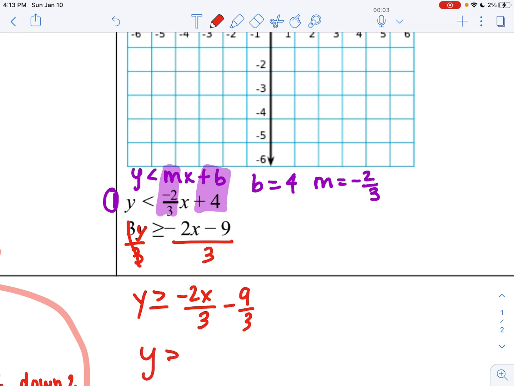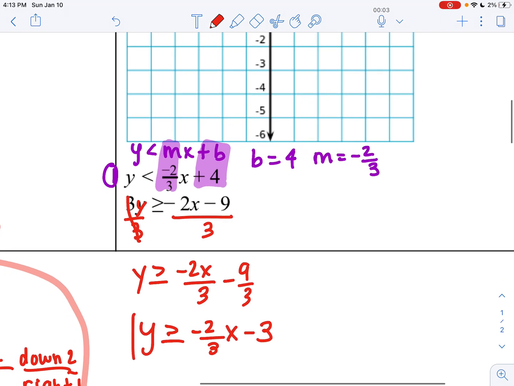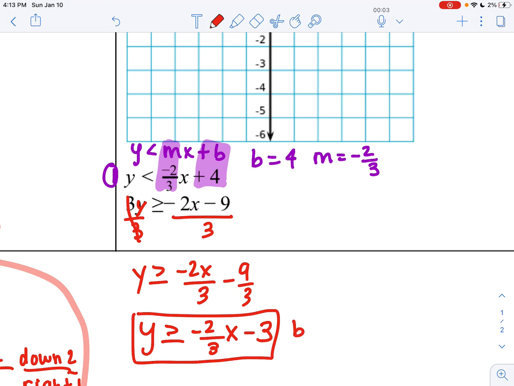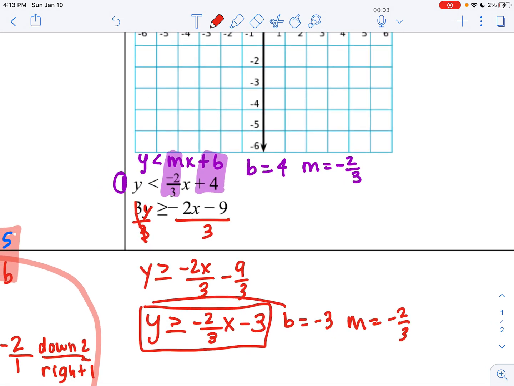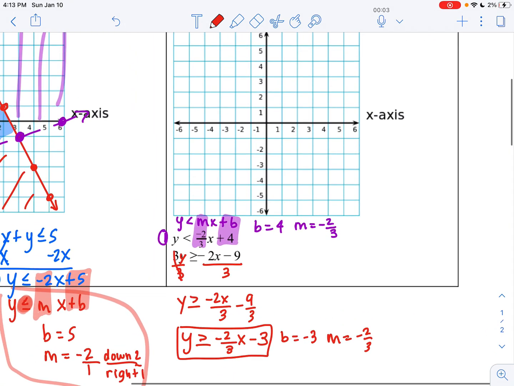We've done that many times. Y is greater than or equal to -2/3 x, and then -9 divided by 3 is -3. So this is our second equation here. And we're going to say b is -3, and m is -2/3. So I'll start with this red equation that I just did right down here, and I'm going to graph -3 on my y-axis, so right here.